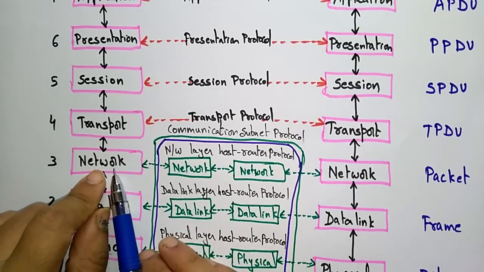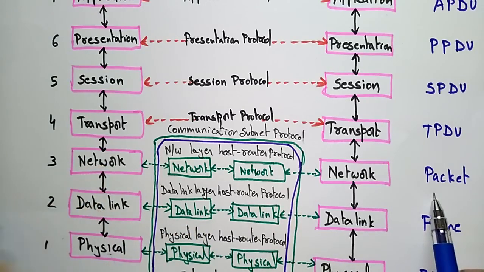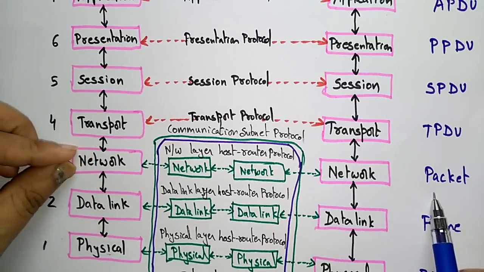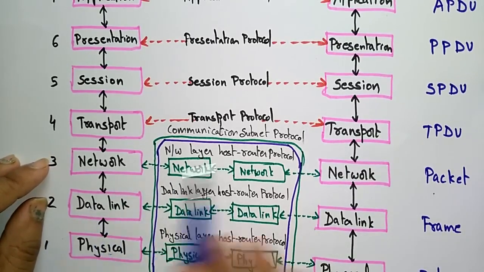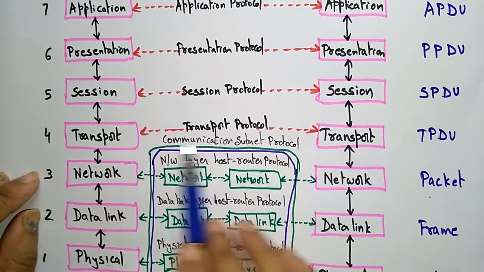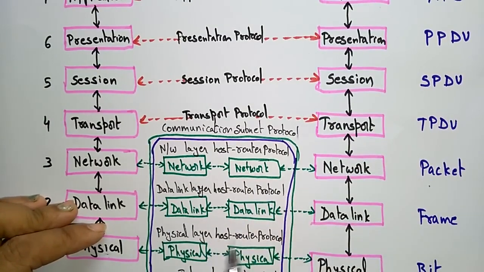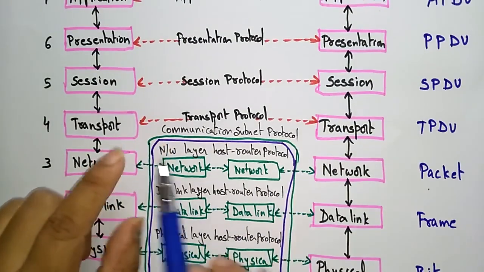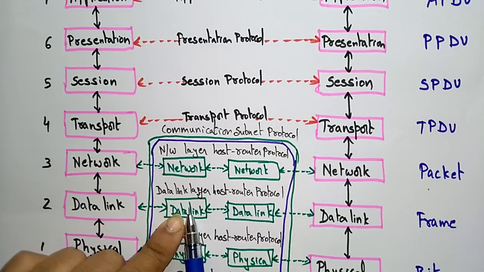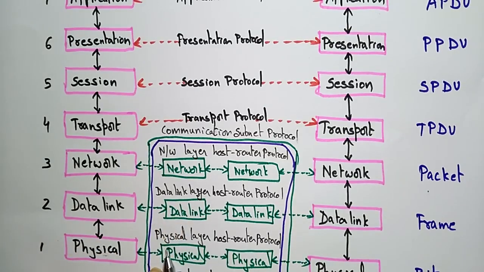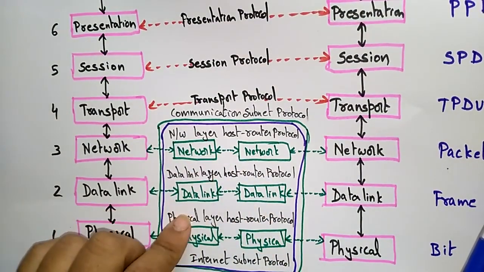And coming to the network layer, this is the third layer. Here the data will be in the form of packets. So the information is stored in the form of packets. This network, data link and physical layer communicate from host A to host B with the help of some communication subnet protocol. So this is a subnet, just like a router. So it is the subnet protocol. The network layer has a host-router protocol, the data link layer has a host-router protocol, and the physical layer has a host-router protocol. So this is the internet subnet protocol.